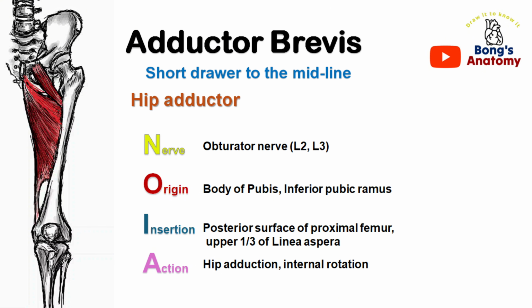Adductor brevis, short drawer to the midline. This is the shy younger brother of the adductor longus. So in the model, you have to reflect the adductor longus to see the brevis. Innervated by the obturator nerve, originating from the body of pubis and inferior pubic ramus, it inserts into the posterior surface of the proximal femur, upper 1/3 of linea aspera. It functions as hip adduction and internal rotation.